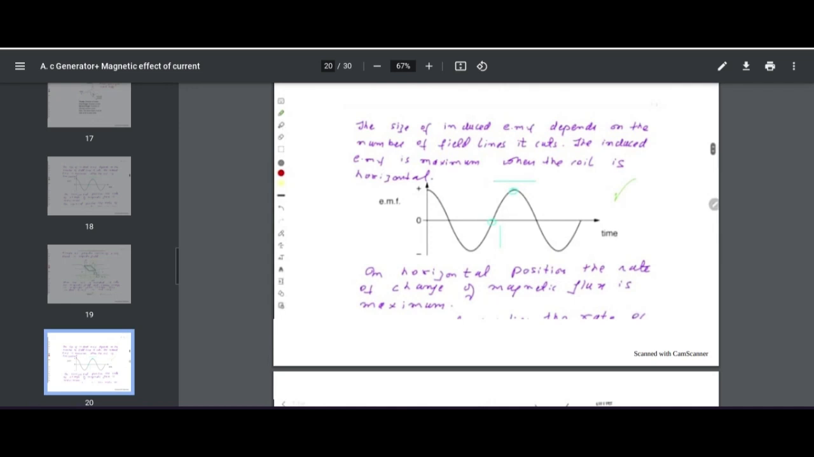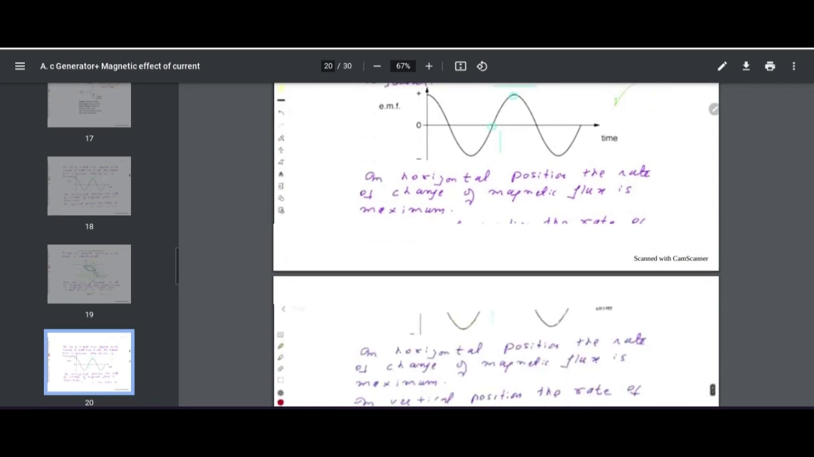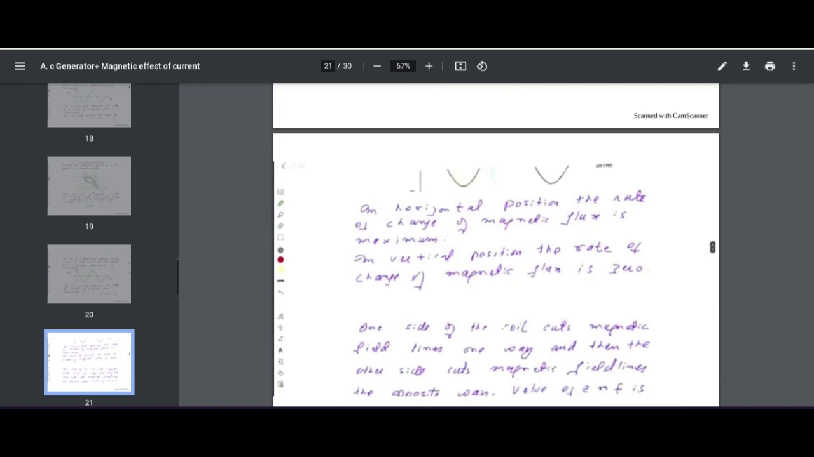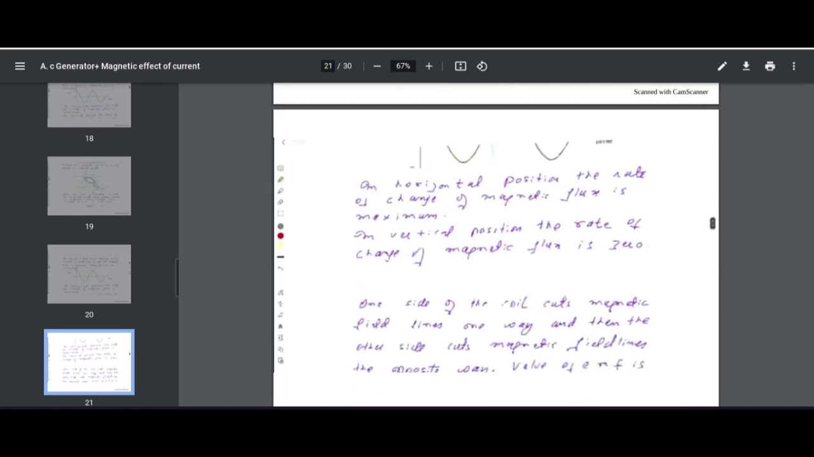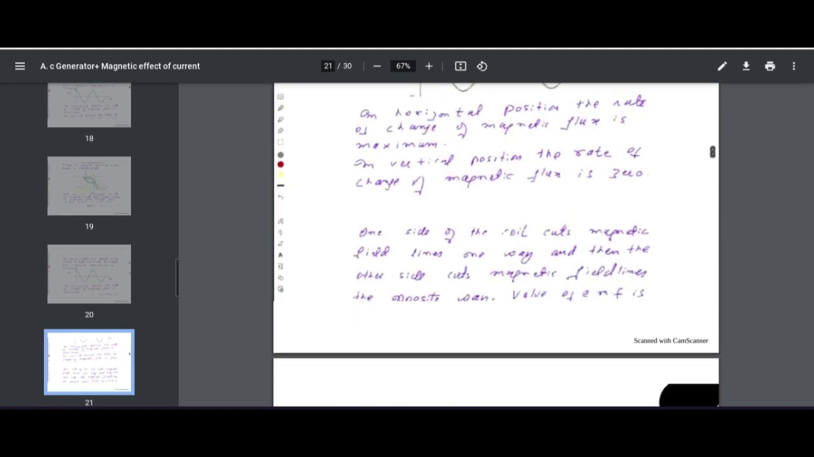Okay, so these are for the horizontal. On the horizontal position, the change of magnetic flux is maximum. Okay, you can see that this is a large amount of waves, and on horizontal position the change of magnetic flux is maximum. On vertical position the rate of change of magnetic flux is 0. When they are parallel it becomes 0. When they become 90 they have the larger flux. Okay, and one side of the coil cuts.